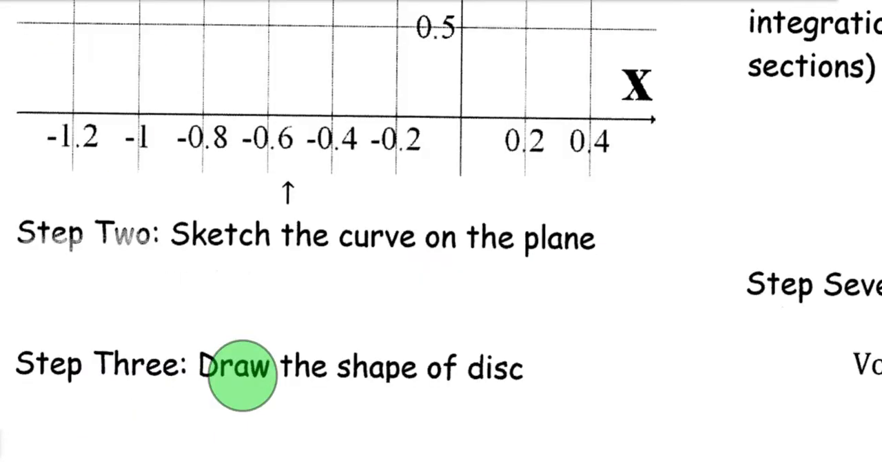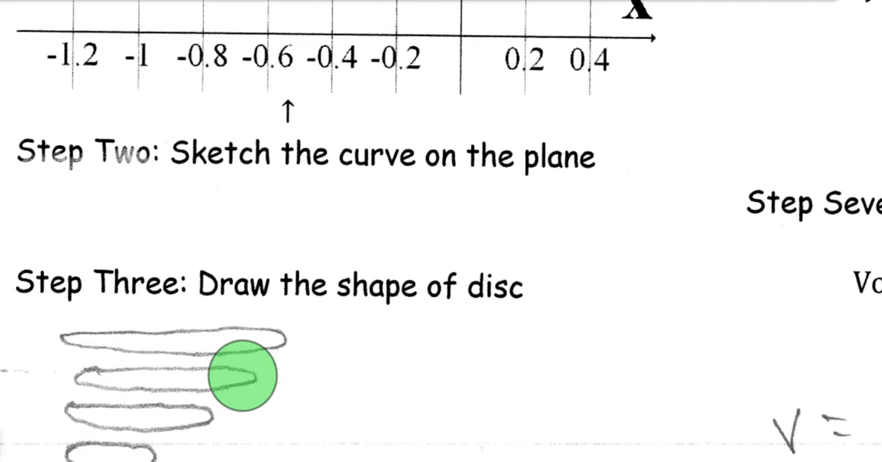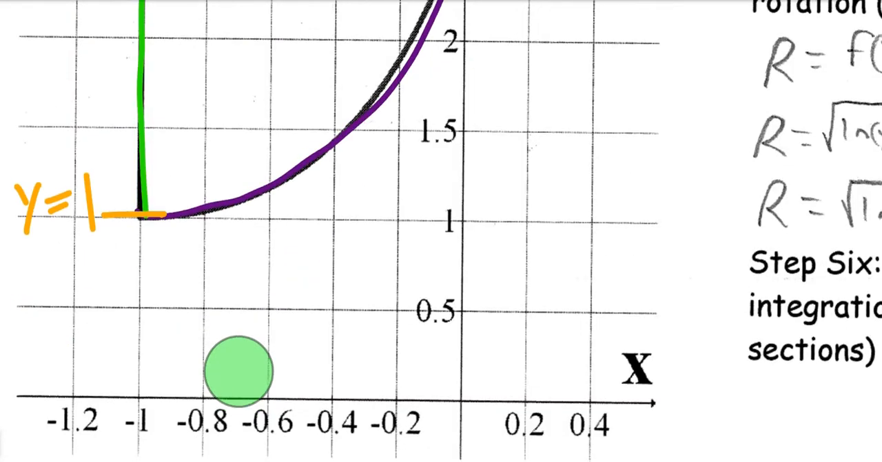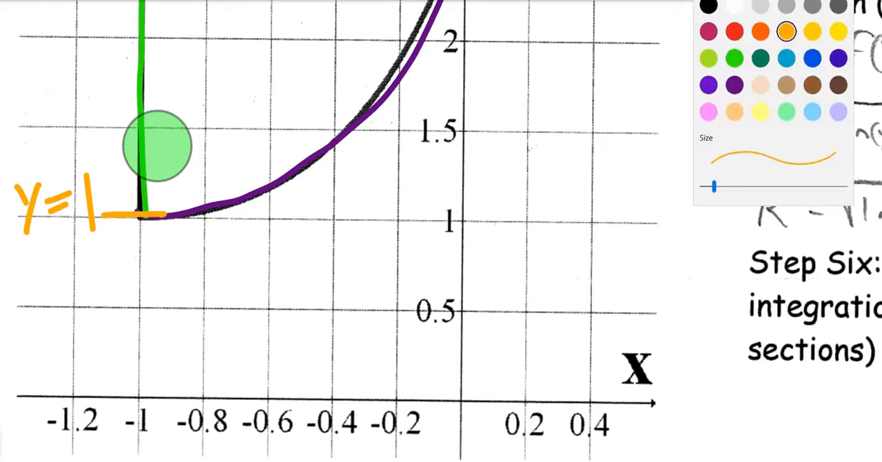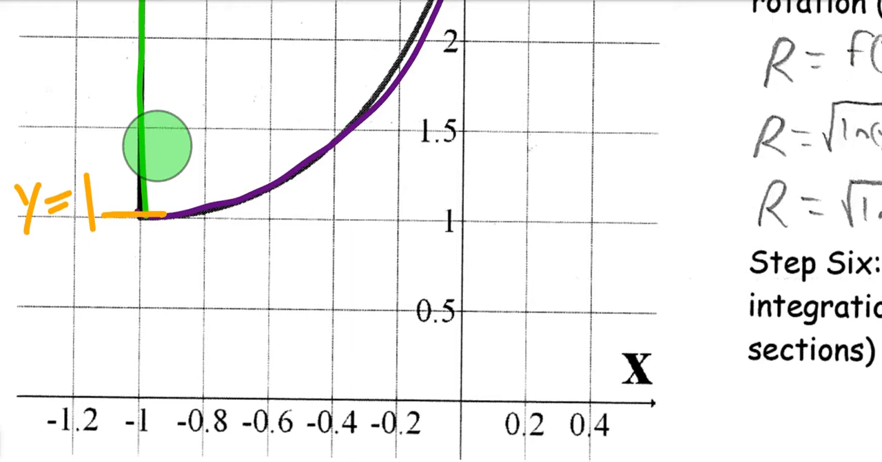Okay, next we're going to draw the shape of the disk, and again we're rotating it about x equals -1. So you can see that your rotation is going to be going around this vertical line right here.